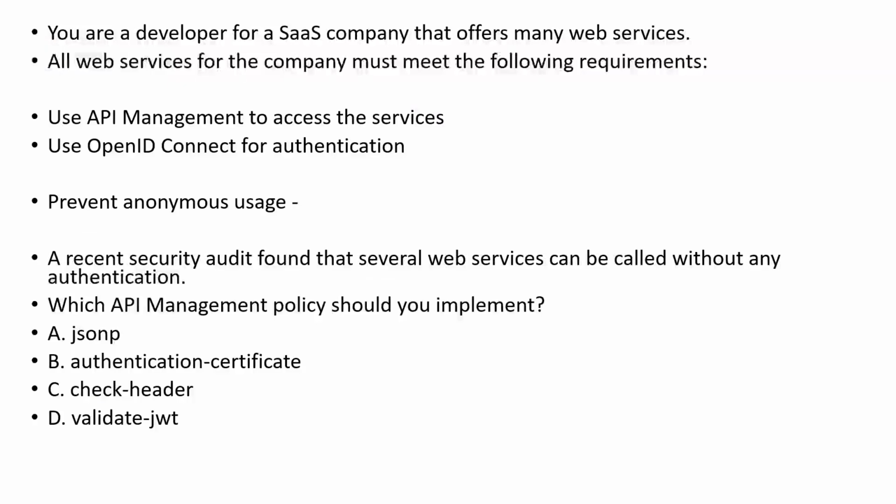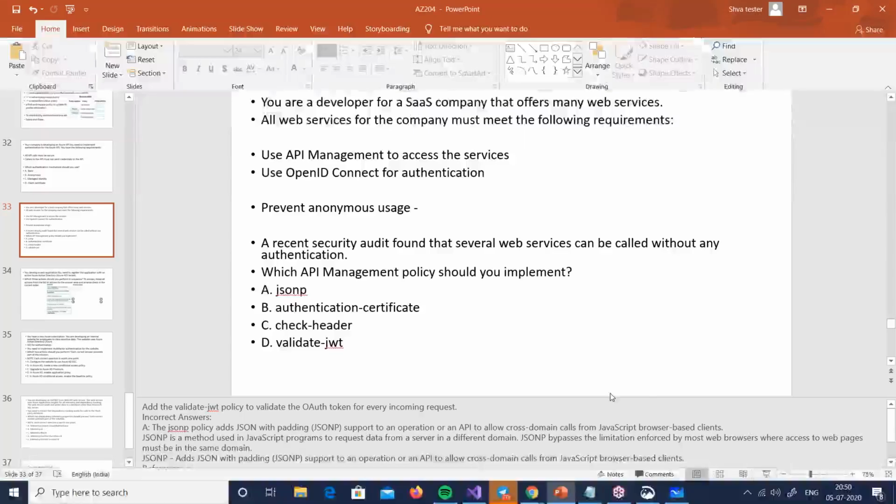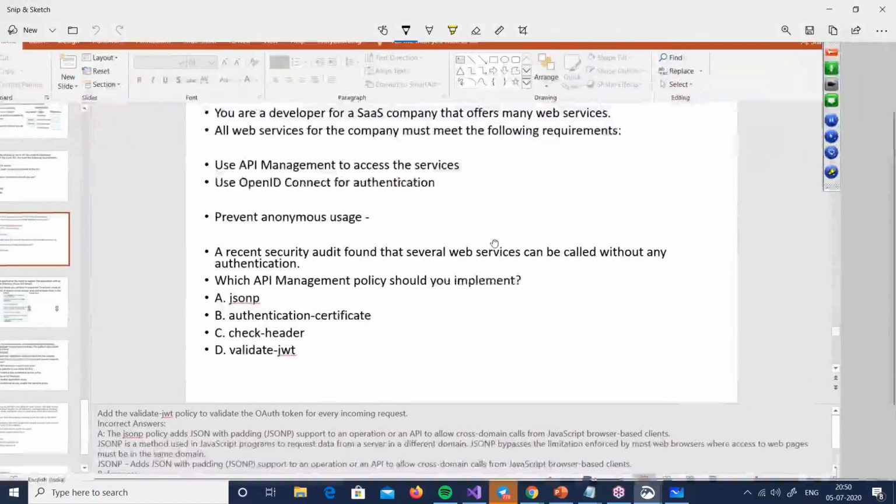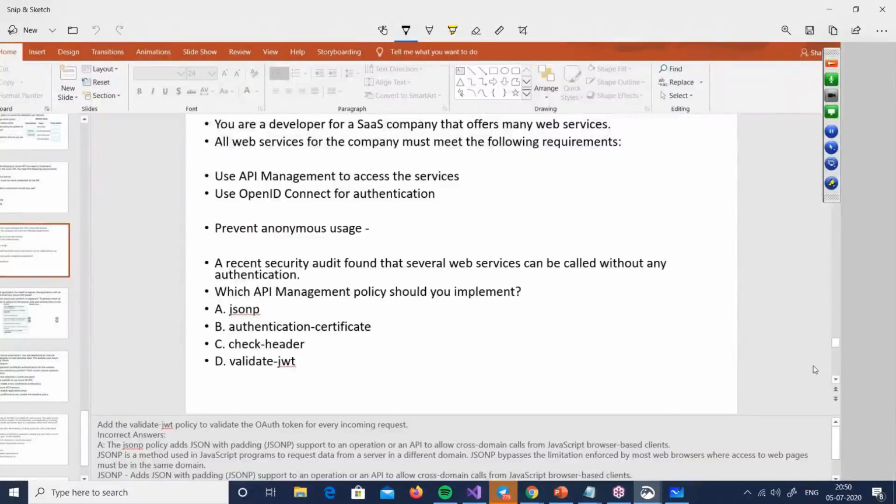So this is a question here, and you can see the word OpenID Connect out there. Okay, and let's take this question. You are a developer of a software as a service company that offers many web services. So all of your web services must meet the following things. Use API management to access the service. Fine, Microsoft is selling us API management, so that is there. Use OpenID Connect for authentication. So I've already said OpenID Connect for authentication, right?